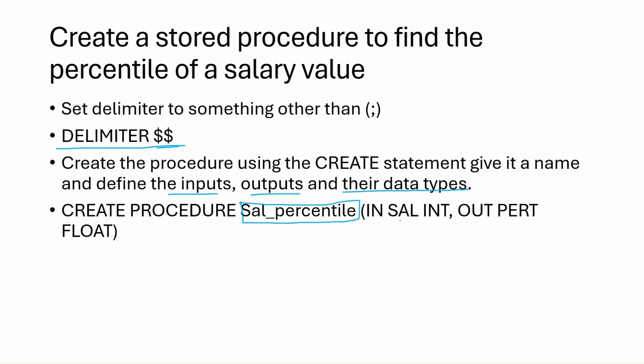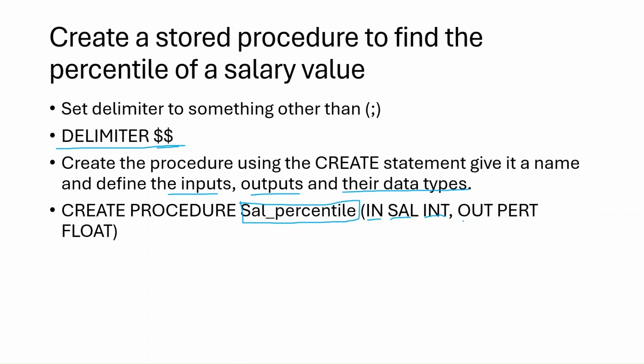The IN is what we're going to get, which is a salary value. So IN is just showing that this is the input into the procedure, then SAL for the name of the input, and then the data type of the input is going to be an INT, an integer. Now, salary figures are usually decimals, but since in the table we created they are all whole numbers, we're just going to use INT for simplicity.